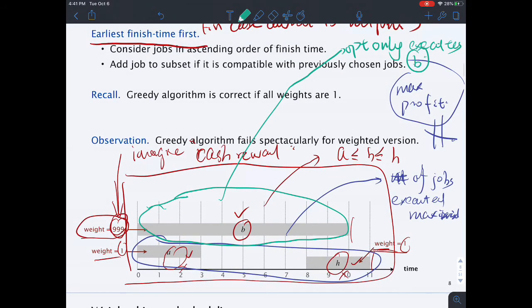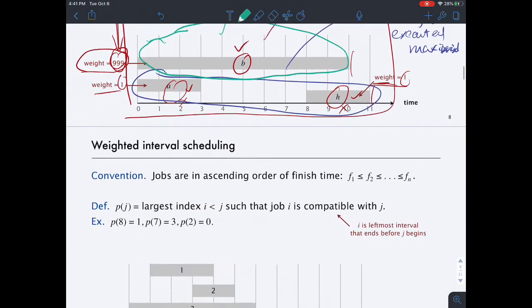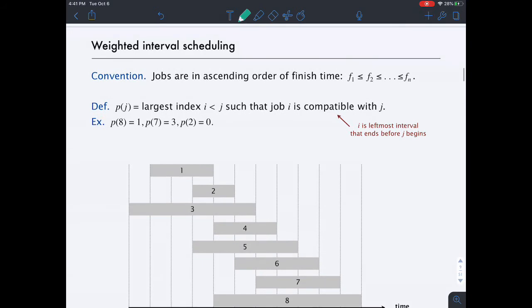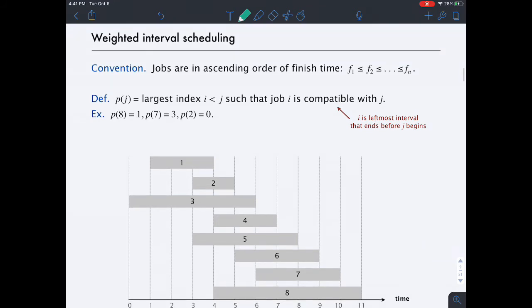So how are we going to tackle this problem? Basically, we are going to first come up with a recursive solution, and we are going to let you know how this recursive solution can be implemented efficiently. Our recursive solution starts with one convention.